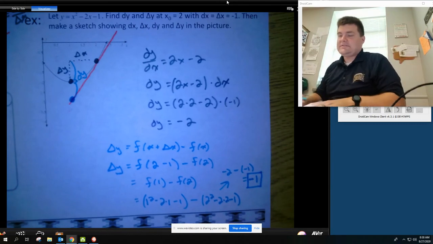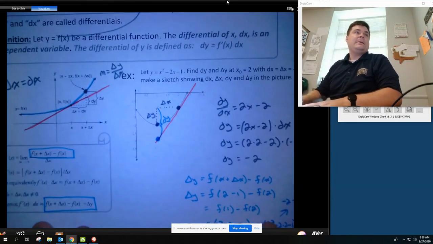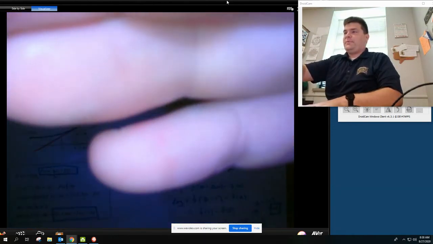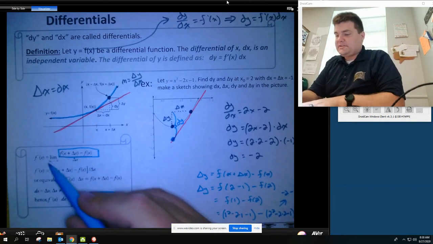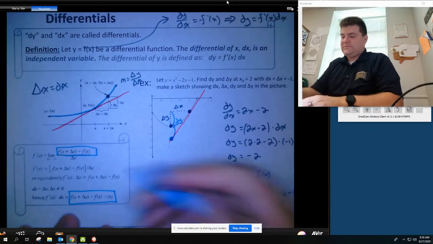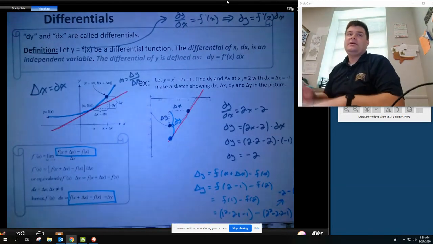Okay, so that is differentials in a nutshell. And it's important. These are some formulas that we're going to have to start to memorize. If you already do have this one memorized, the definition of a derivative, it's just an application of, hey, the top is always changing y over changing x, right? So top is changing y. And that's it.